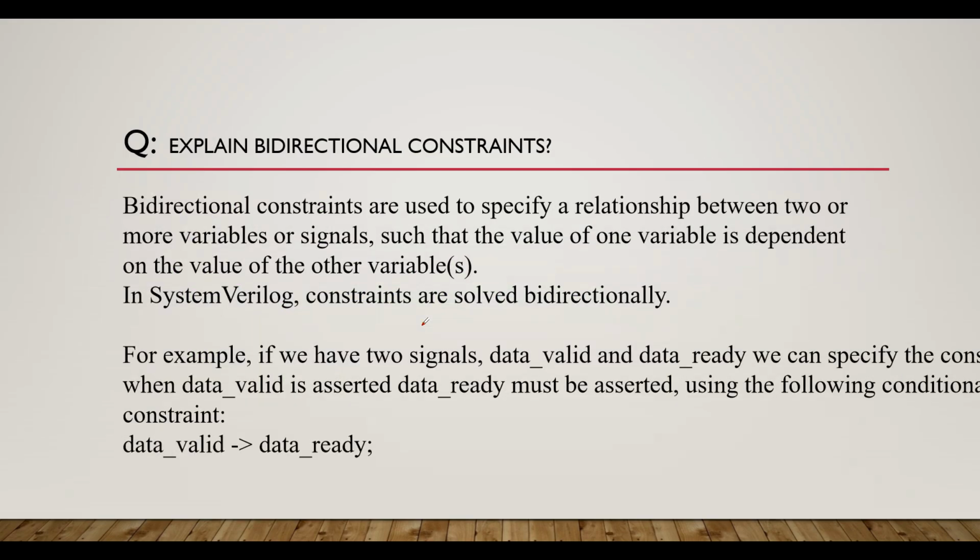Now let's see the bidirectional constraint. What does bidirectional constraint mean? Bidirectional constraints are generally used to specify the relation between two or more variables or signals which are interdependent, or dependent on the value of another variable. Suppose you see the example here: your data ready is dependent on data valid. If your data is valid, only in that case should your data be ready. So your variable data ready is dependent on this data value. If variables are dependent on each other, this is called a bidirectional constraint. I hope it is clear to you.